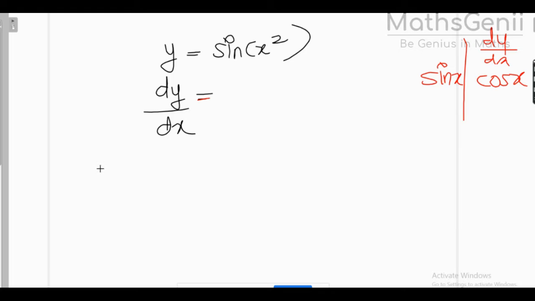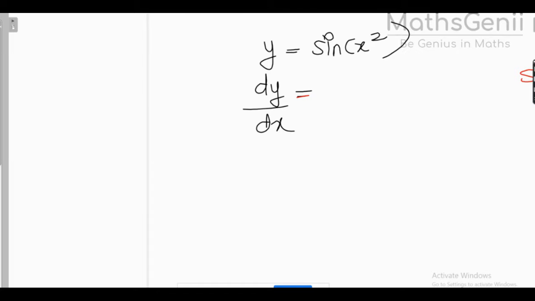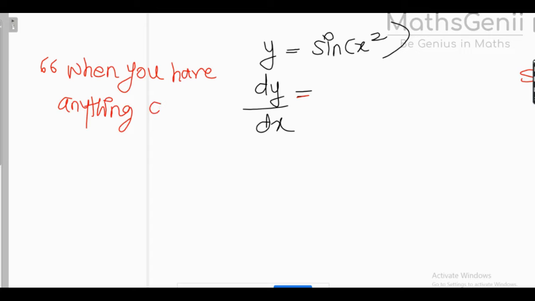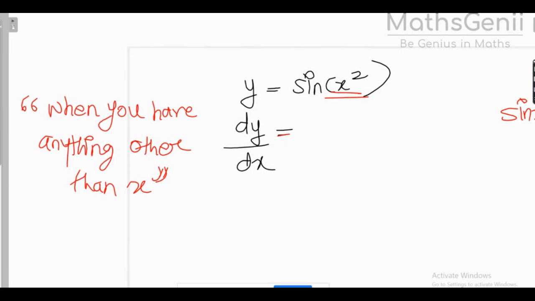Now what is the chain rule? This is in very layman terms, so that you always remember what it is and why it is used. When you have anything other than x, for example, here you had x square, but I don't know the sin x square formula. I know the sin x formula. So this is the condition where the chain rule comes into the picture.